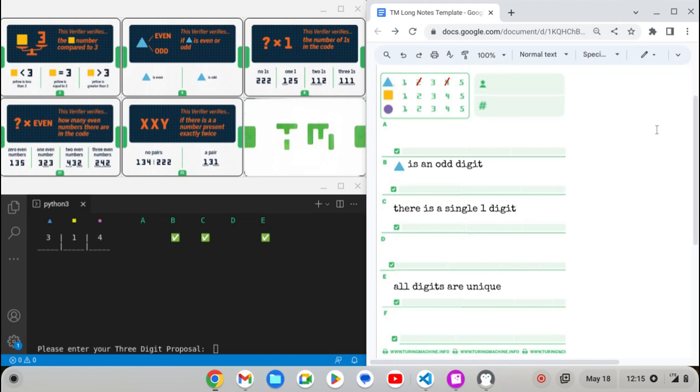It could be that triangle's a 1, and maybe there's 2 evens, and the square will tell me which one it is, whether it's less than 3, which would be the 2, or greater than 3, which would be the 4. And because they're distinct, that would force a circle to be the other even. So let me try that out. I'm going to say 1, 4, 2 as my proposal and see how we fare.